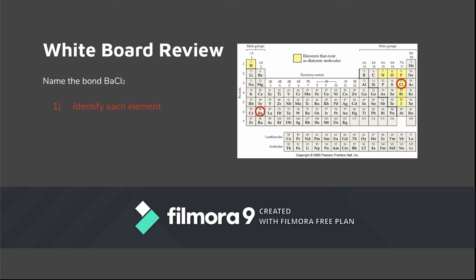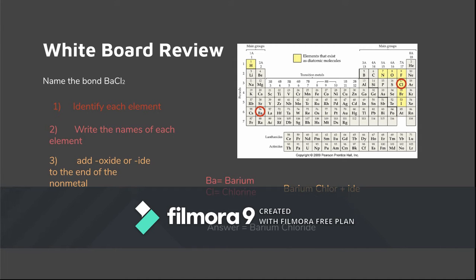The first step in naming the bond BaCl2 is identifying each element. Ba is barium and Cl is chlorine. Next, you write the names of each element. Lastly, add the suffix "ide" to the nonmetal. The answer is barium chloride.